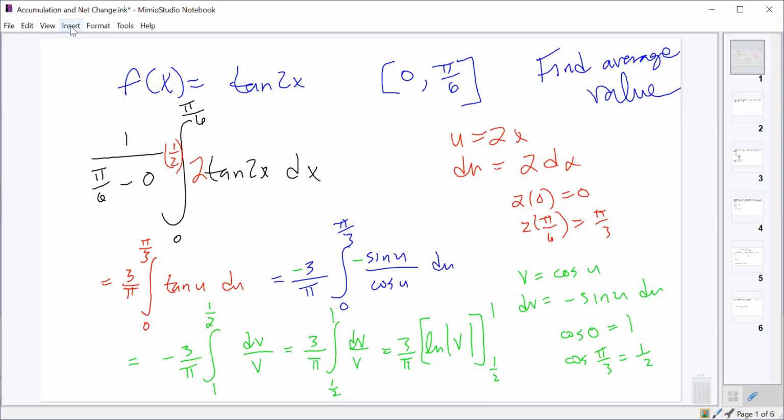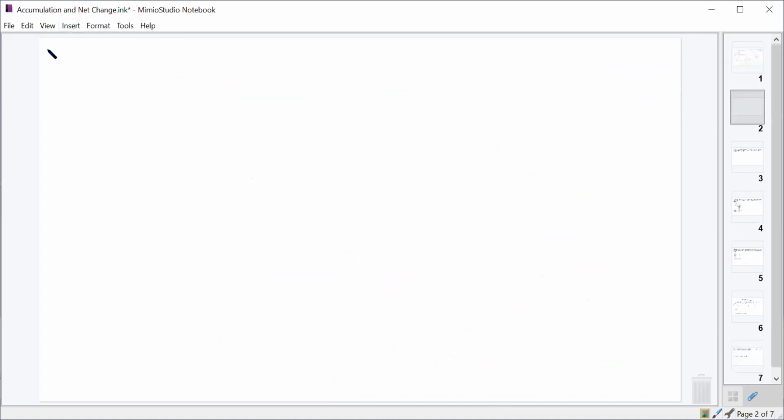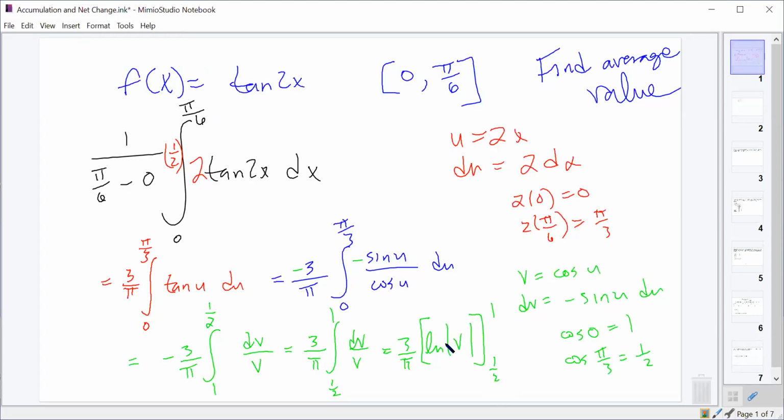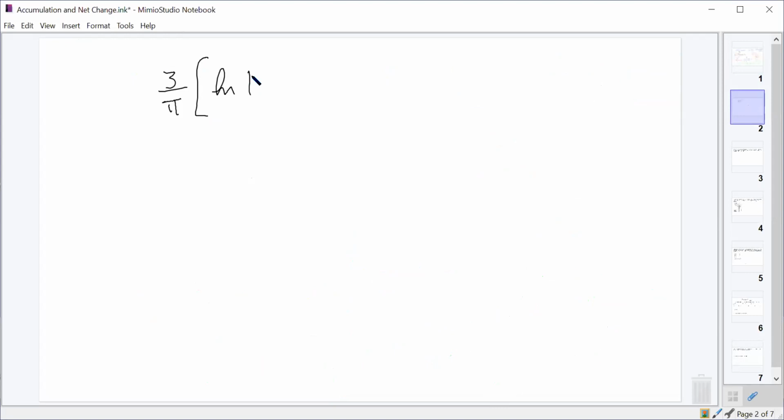And now that I'm out of room, we'll give ourselves a new page for this. So it becomes 3 over pi times the natural log of, the upper limit was now 1, right? Natural log of 1. Is that right? Yeah, natural log of 1 minus natural log of a half. And that becomes 3 over pi. Natural log of 1 is 0, so that's just negative natural log of a half.